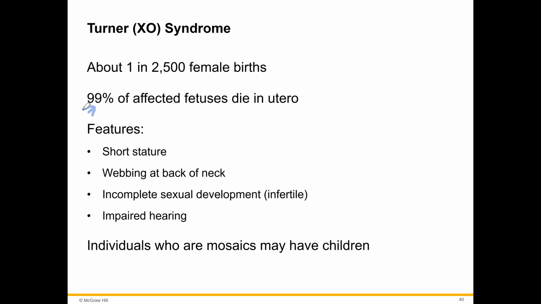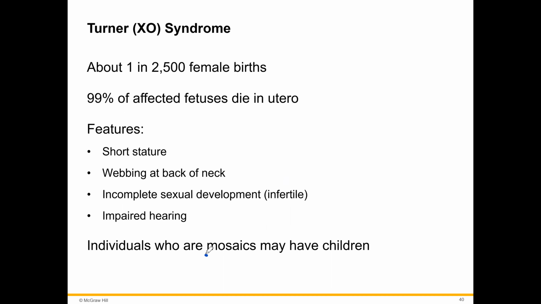99% of affected fetuses die in utero. So most of the babies will die before they have a chance to be born. If they are born, they will have very specific features such as short stature, webbing at the back of the neck, incomplete sexual development, they cannot have kids, and impaired hearing.